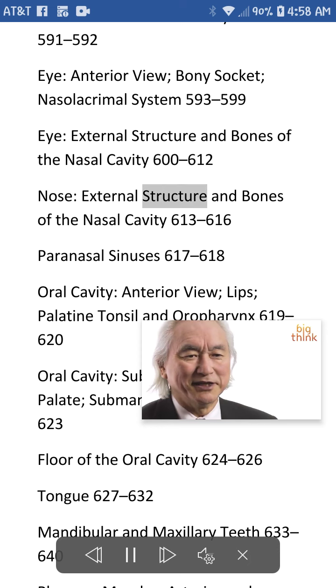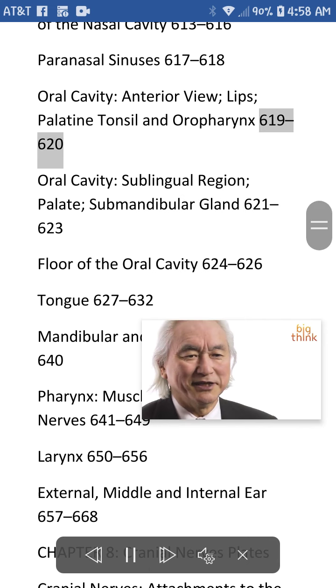Nose, external structure and bones of the nasal cavity, 613 to 616. Paranasal sinuses, 617 to 618. Oral cavity, anterior view, lips, palatine tonsil, and oropharynx, 619 to 620. Oral cavity, sublingual region, palate, submandibular gland, 621 to 623. Floor of the oral cavity, 624 to 626.